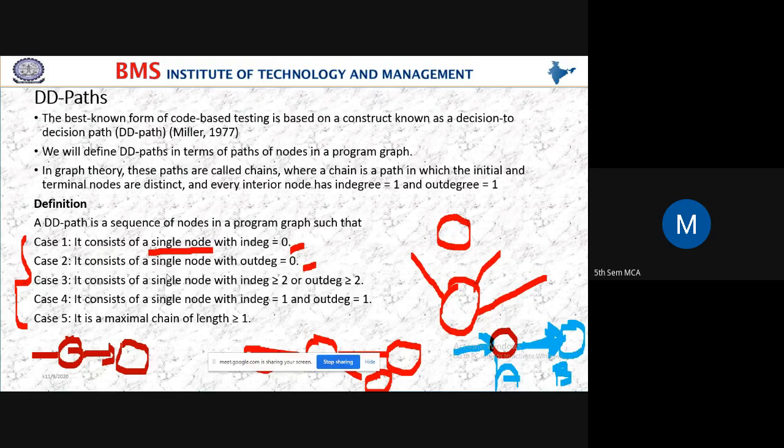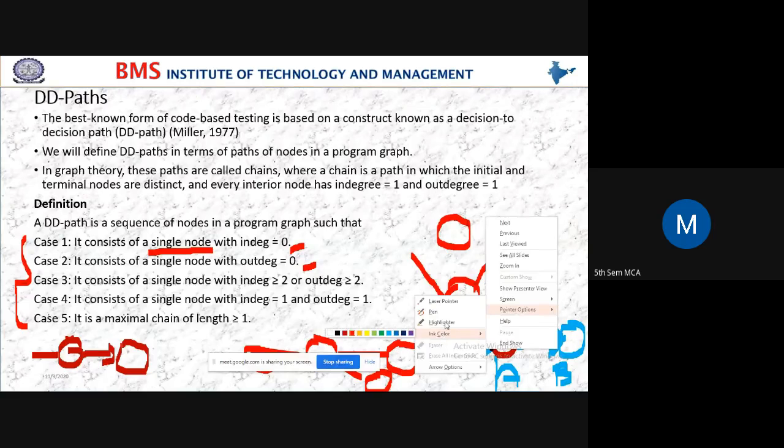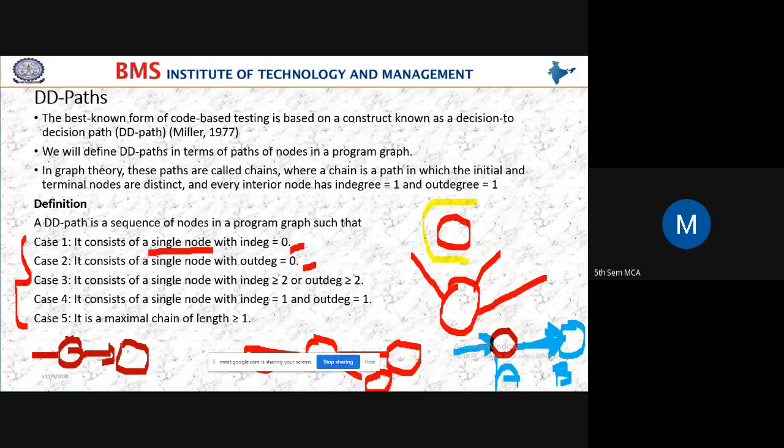See, DD path means decision to decision path. Here, a directed graph will be there for the program. If any node is coming in and any output is going out, then in degree is 1 and out degree is also 1. If nothing is there, only a single node is there, like this. Nothing is coming in, nothing is going out. This is a single node. And for this single node, the in degree value and the out degree value is 0.